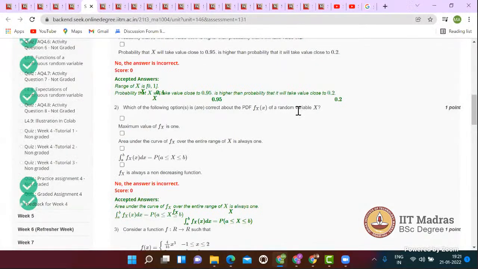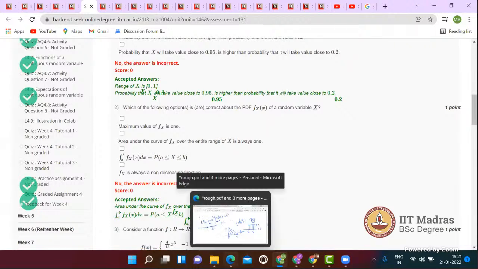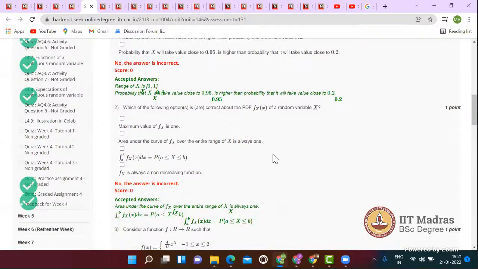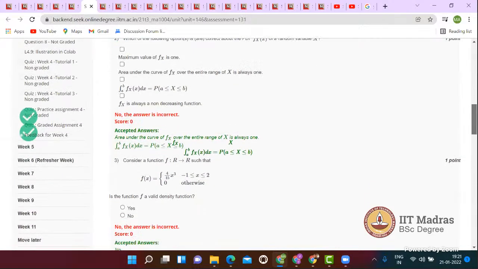But sir, what is the significance of f(x) greater than or equal to 0? f(x) greater than or equal to 0 means every time the probability value is positive. It is not negative. Okay, sir. Yes, this is a fundamental rule.